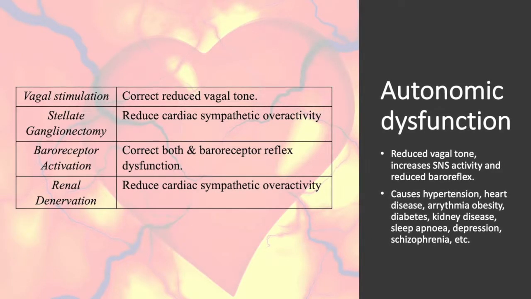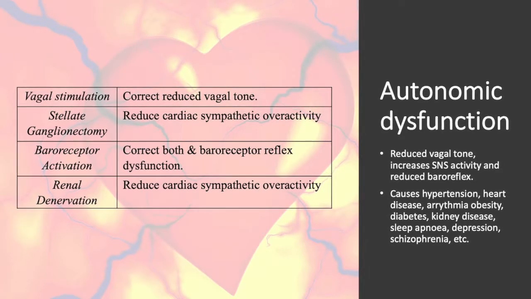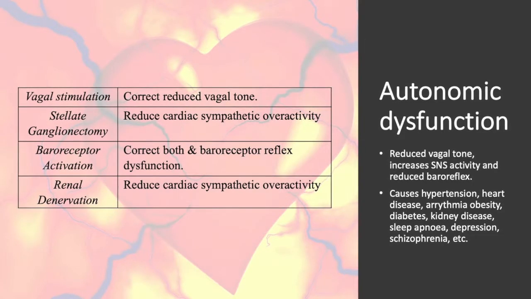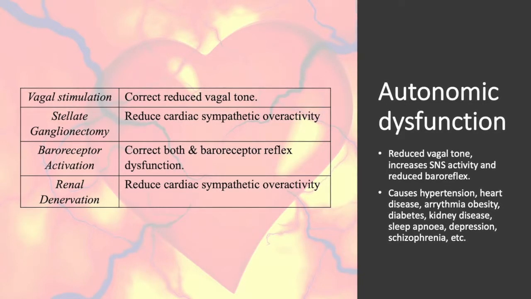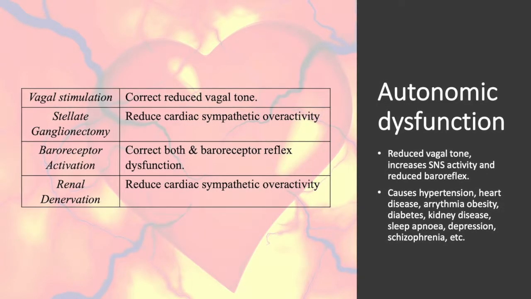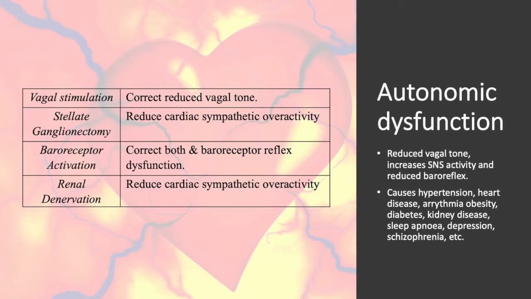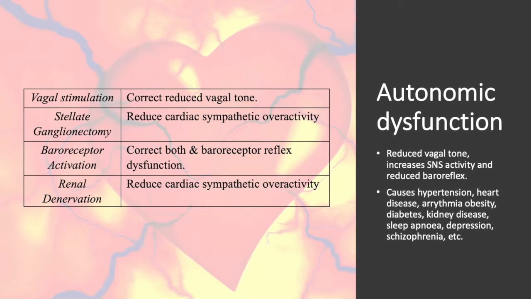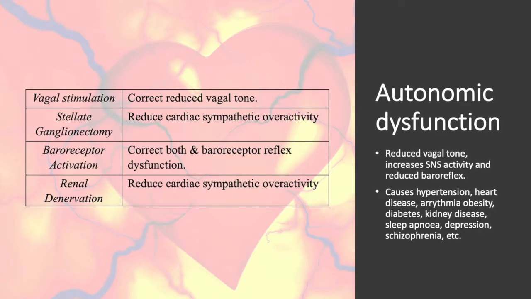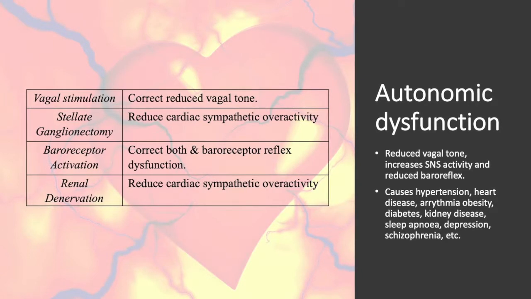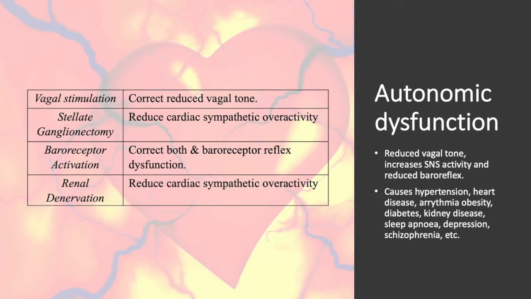Well, one could use vagal stimulation to correct the reduced vagal tone. One could also use the stellate ganglionectomy technique, which reduces cardiac sympathetic overactivity. Also, one could activate the baroreceptor reflex to correct for both the sympathetic and parasympathetic nervous system dysfunction, and correct for any dysfunctions in the baroreceptor reflex itself. One could also use renal denervation, which is to reduce cardiac sympathetic overactivity via the nerve that ties the heart to the kidneys.